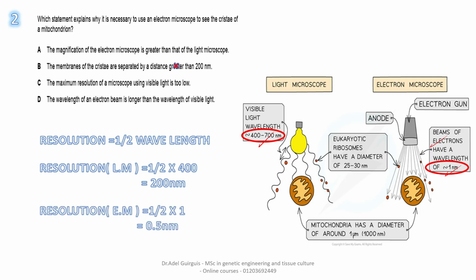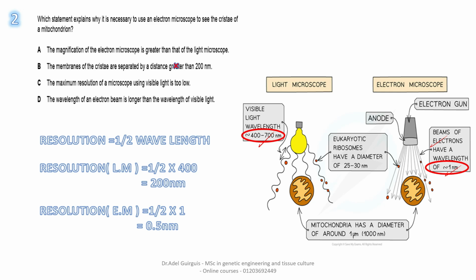For the electron microscope, resolution equals half times 1 nanometer, which equals half a nanometer. It is able to distinguish 2 points if the distance between them is 0.5 nanometer or more. So the resolution power of the electron microscope is much higher than that of the light microscope.